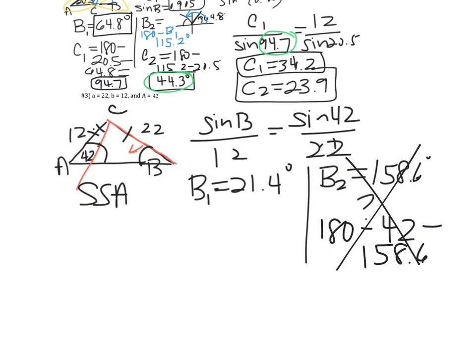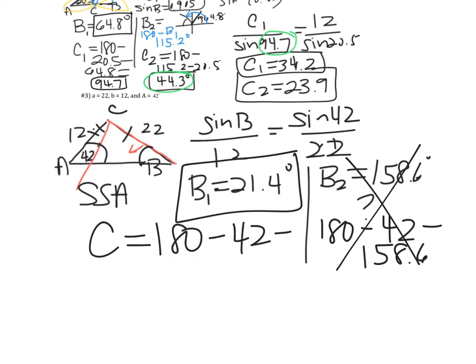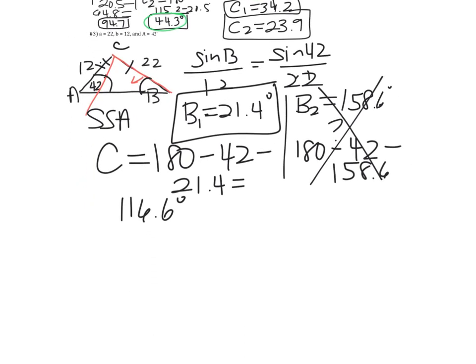So what do I need now? I have angle A and angle B. Let's find angle C now. Angle C is 180 minus angle A minus angle B. Okay? So 180 minus 42 minus 21.4 is 116.6. And then the last thing I need to find is side C. This is a pretty big angle here, because this is such a long side, and this isn't even really drawn to scale, but it's going to give you a nice big obtuse angle. So 116.